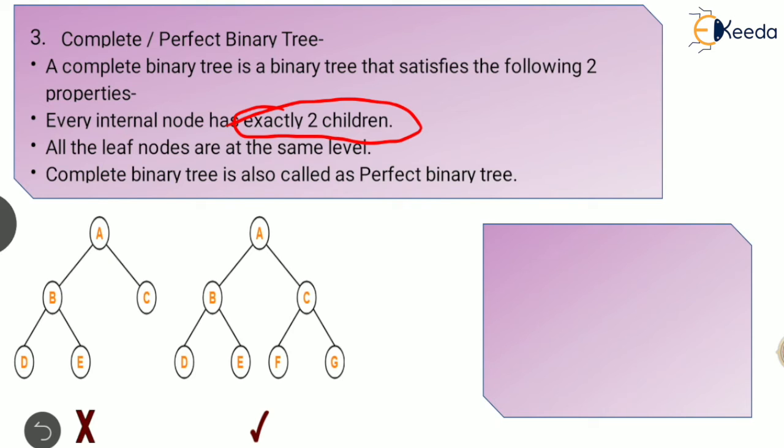Now, for every internal node, go to the slides of tree terminology. Understand first what an internal node is, and then you can understand that every internal node has exactly two children.